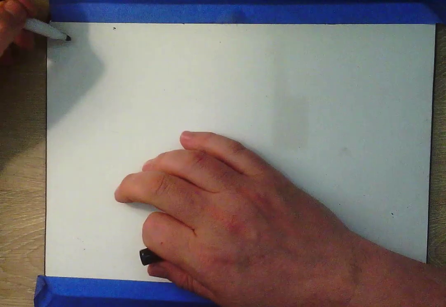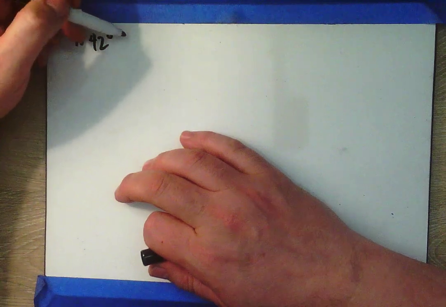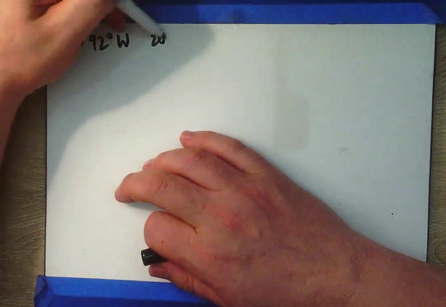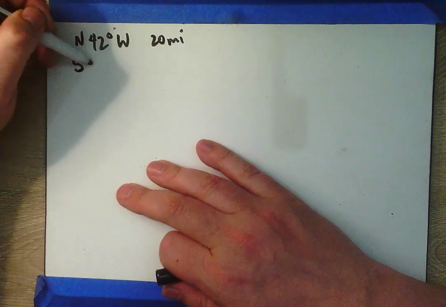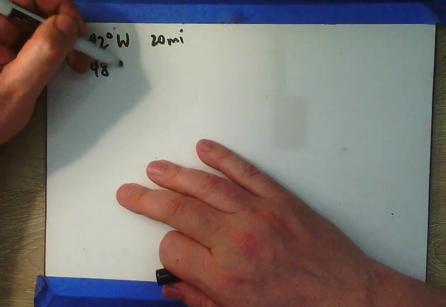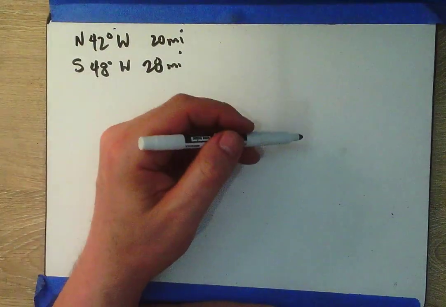All right, so let's do one more bearing problem. And then I want to bring up a sort of nightmare situation that comes up. Okay, let's head north 42 degrees west for 20 miles. And then we'll head south 48 degrees west for 28 miles. Okay, so what's that going to look like?